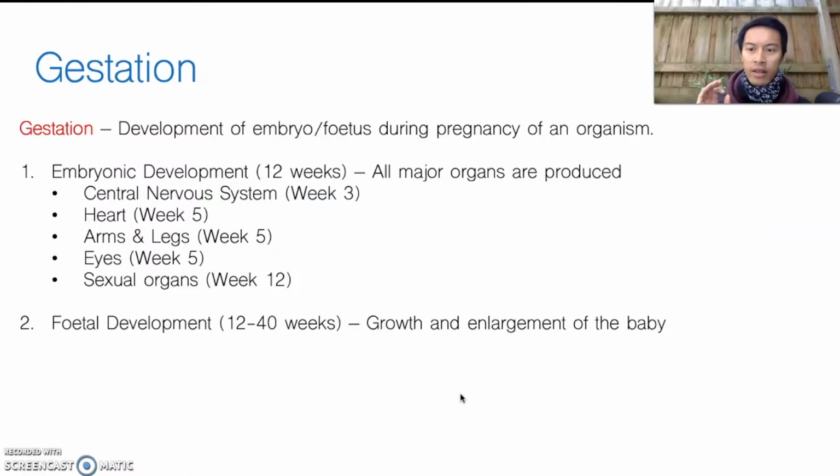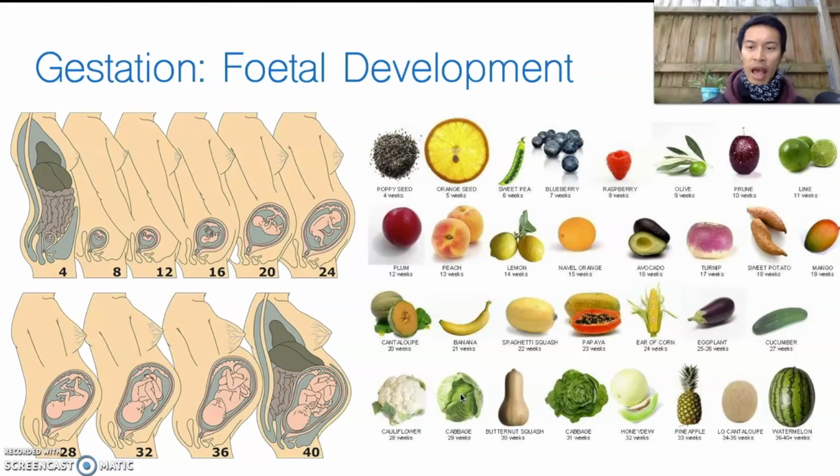So the fetal development goes from 12 weeks all the way to the 40th week. This is where the baby grows larger and basically gets to the size that it is by the end of that stage. And this is usually where a lot of the discomfort starts to happen, because now the baby's actually getting pretty big.